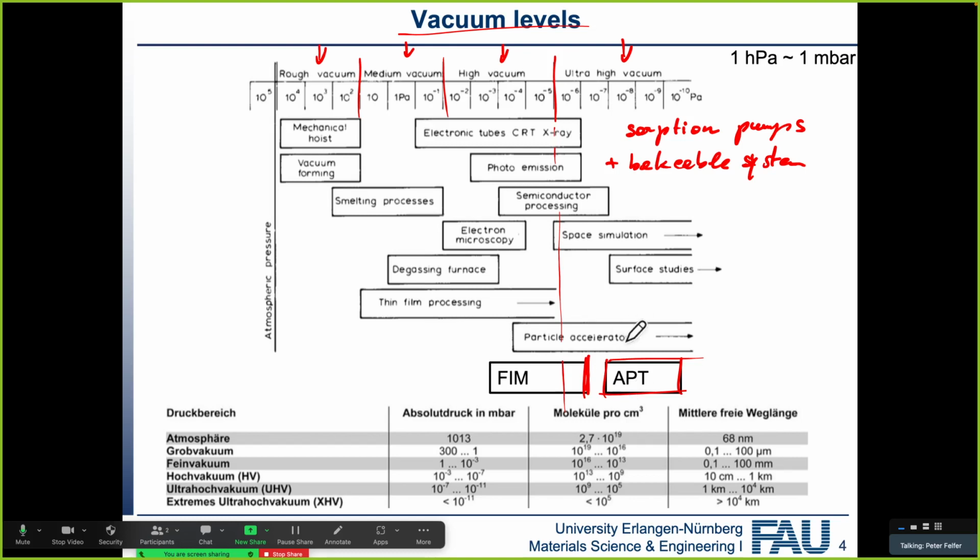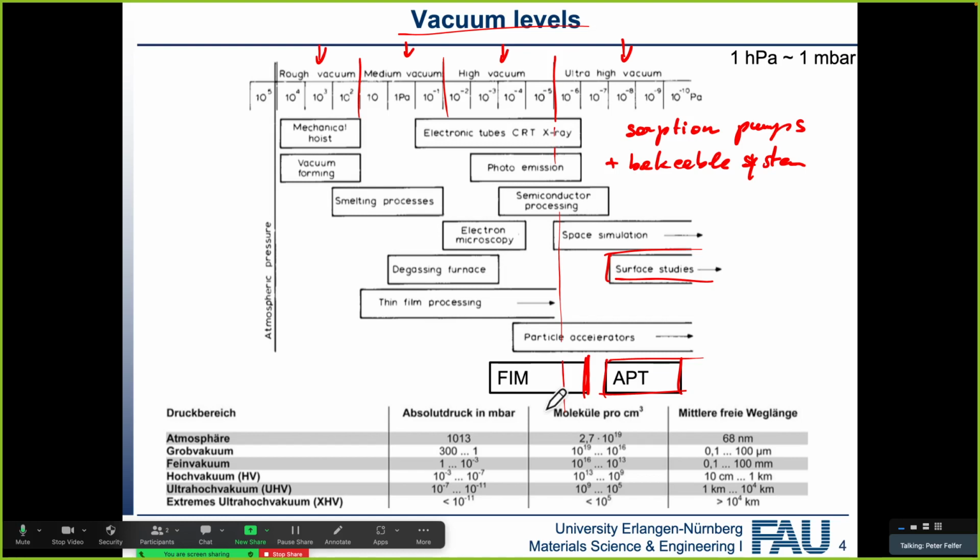We have particle accelerator people that use the same techniques. We especially have people doing surface studies, and there's quite a few of them here in Erlangen, especially in chemistry and chemical engineering. There's quite a few people that have ultra-high vacuum systems for surface studies, because in the end, what we do in atom probe tomography is also surface studies. We remove atoms from surfaces.